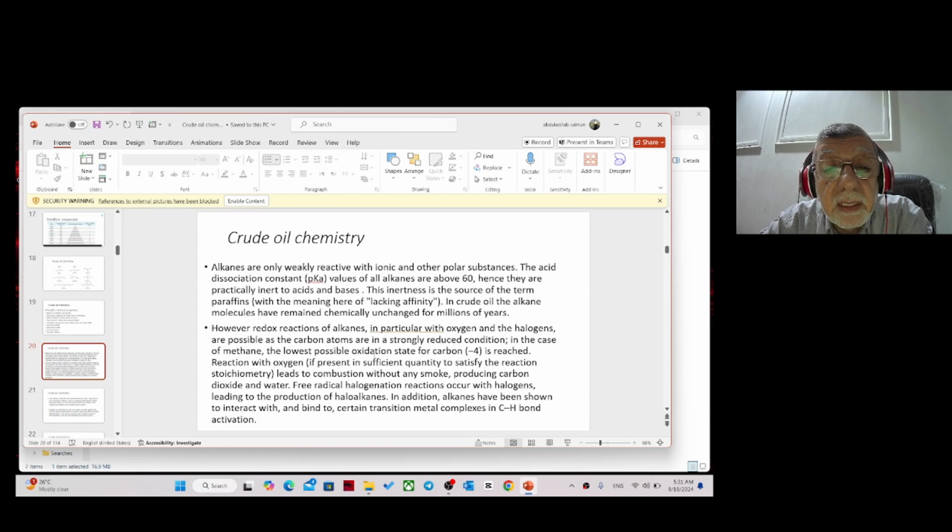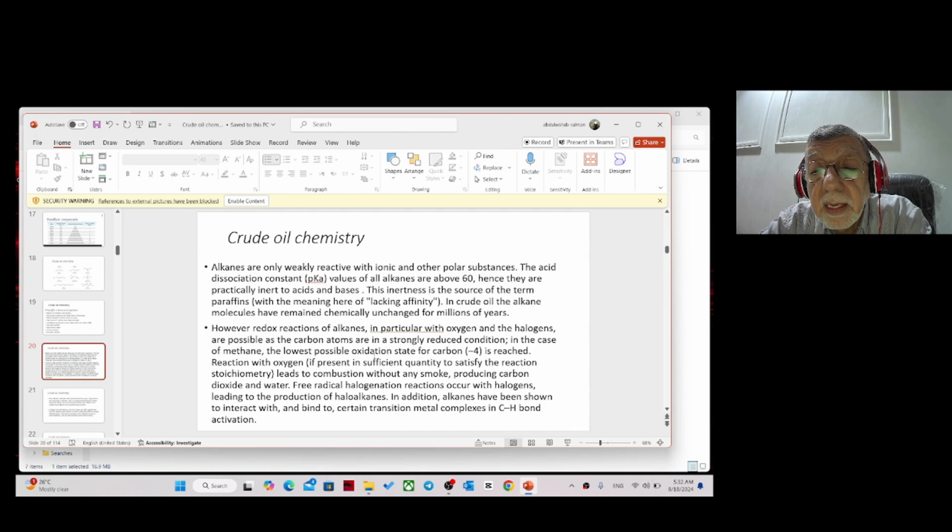The acid dissociation constant value of alkanes is above 60. Hence, they are practically inert to acid and base. They do not react with acid and base. This inertness is the source of the term paraffin, with the meaning here of lacking affinity.